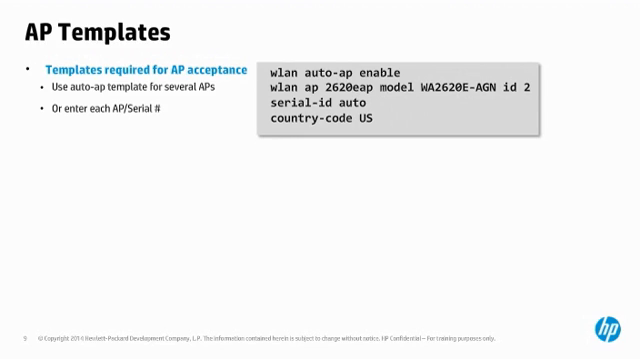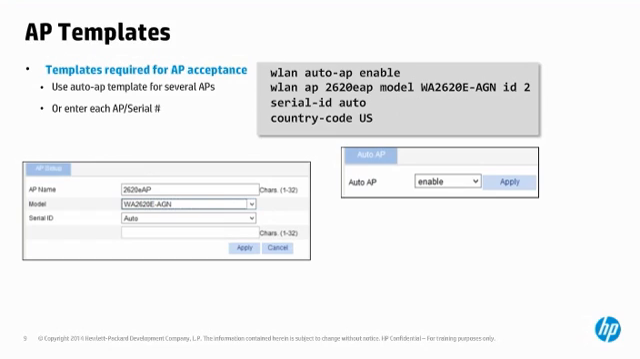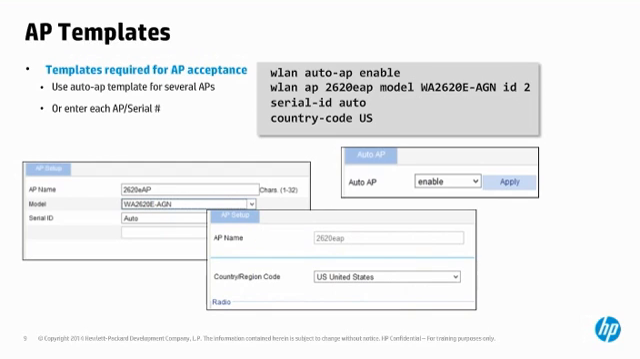This can also be accomplished via the AC's GUI. First, the feature is enabled by navigating to AP, Auto AP, then navigate to AP Setup to first configure and save the template. Then modify the template by adding the country code. It is a best practice to remove the Auto AP template configuration once all APs are discovered. This ensures that you remain in control of which APs join the AC.